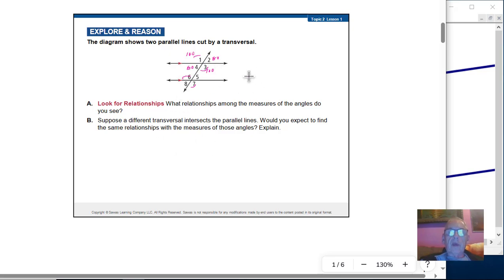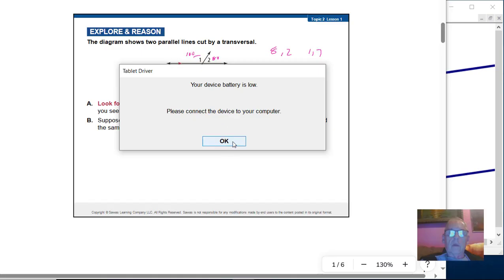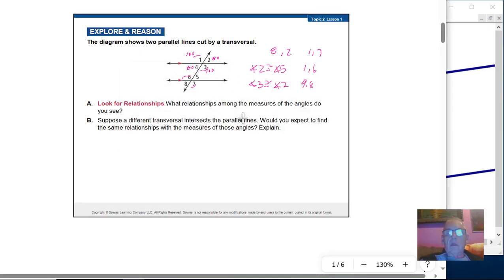But it does appear that angle 2 is congruent to angle 5. And it also appears that maybe 3 would be congruent to 7. We could also get 1 with 6 and 4 with 8. They all seem to be the same measures. Maybe 8 and 2. 1 and 7. Let's see what else we got. And so on.